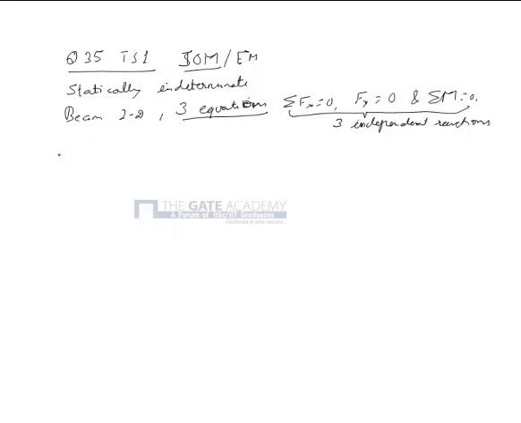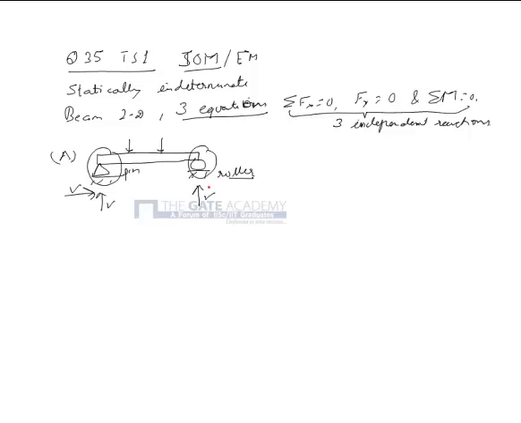Now the cases are: case A, which is a simply supported beam. So there is a pin support and there is a roller support. Now the pin support provides 2 force reactions, one horizontal and one vertical, and the roller provides 1 vertical force reaction. Hence there are 3 independent unknown reactions which can be solved using these 3 equations. So this is a determinate beam.